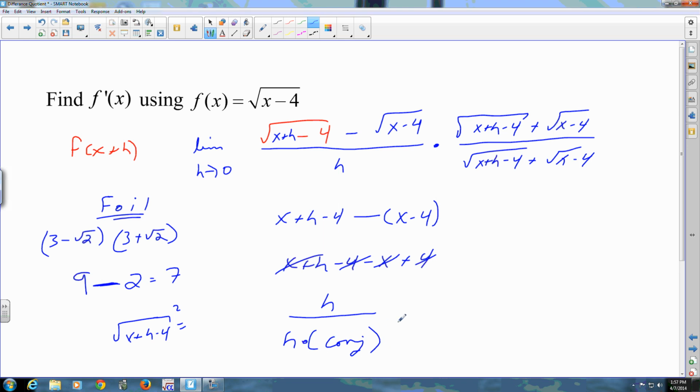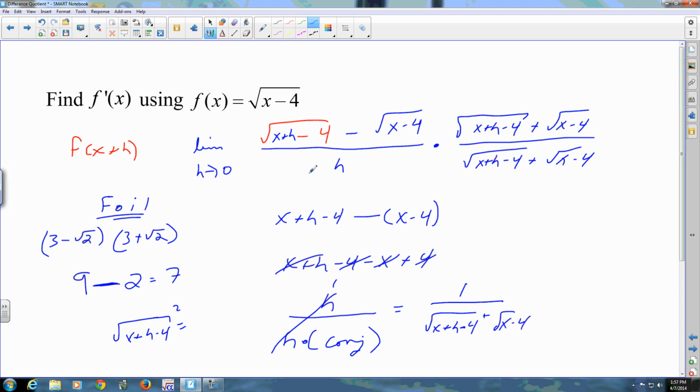This is times the conjugate here. H times this thing. This is a product, so I can cancel it. Now keep in mind, when you cancel, a 1 is in its place, so it's 1 over the conjugate: the square root of x plus h minus 4, plus the square root of x minus 4.